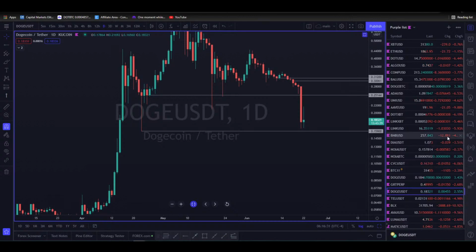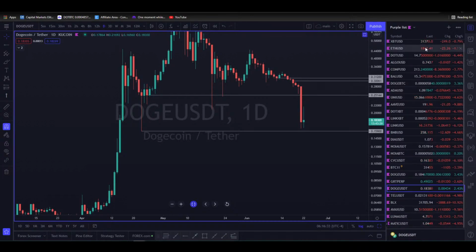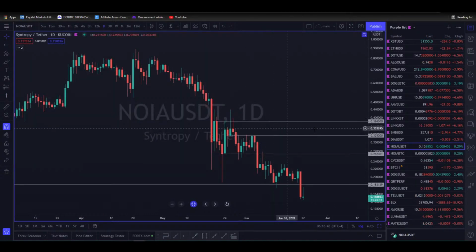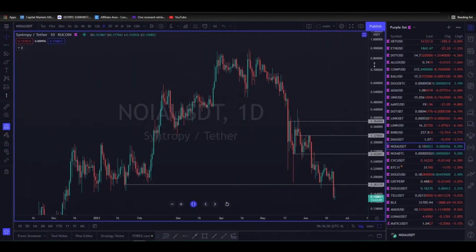That's the crypto watch list. Those are the pairs that most people want me to look at. And the only ones that are green on the day is Doge and Doge and Doge. And then NOIA is barely green. NOIA got destroyed. I'm so sorry if Kimberly is still in this thing. Absolutely wrecked.